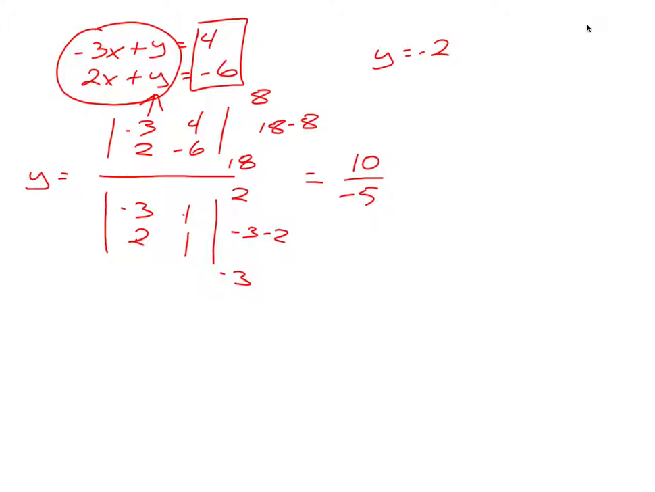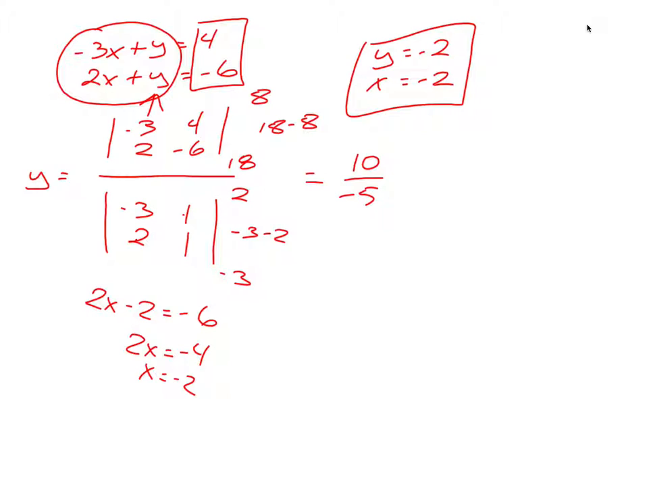Then I plug that in to solve for x. It does not matter which one I plug into. I'm going to plug into the bottom one. So I plug negative 2 in for y. 2x minus 2 equals negative 6. Add the 2 over. 2x equals negative 4. So we find that x is also negative 2.